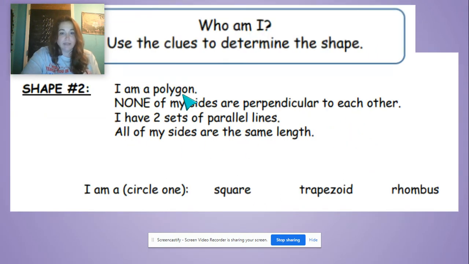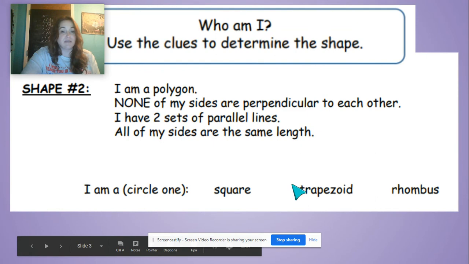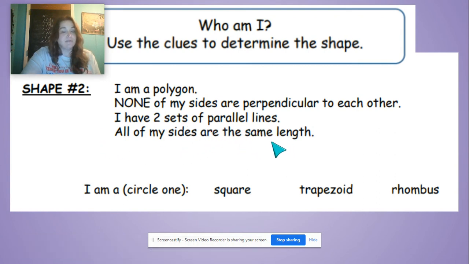I am a polygon. None of my sides are perpendicular to each other. Ooh, I look down here at my choices and automatically know I could automatically get rid of one of those. I'm not going to give it away though, because you know it. I have 2 sets of parallel lines. All of my sides are the same length. So those 2 sets of parallel lines also knocks one of these choices out. Really think about that before you choose your answer.